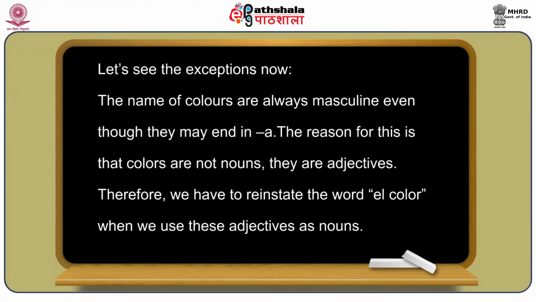The nouns that end in e can be masculine or feminine, as we have just seen. So you should be very careful to learn them by heart. Now let's see the exceptions to these rules. The names of colors are always masculine even though they may end in a. The reason for this is that colors are not nouns and they are adjectives. Therefore, we have to reinstate the word el color when we use these adjectives as nouns.